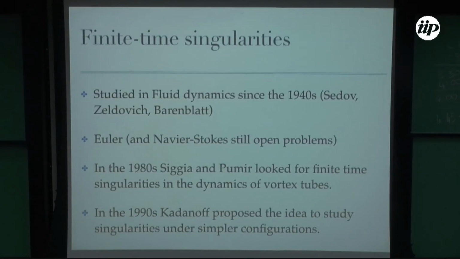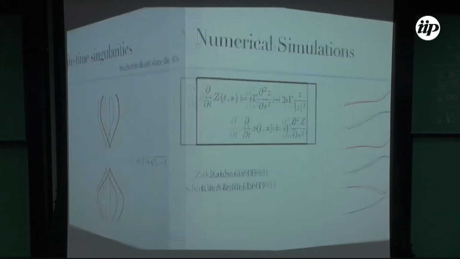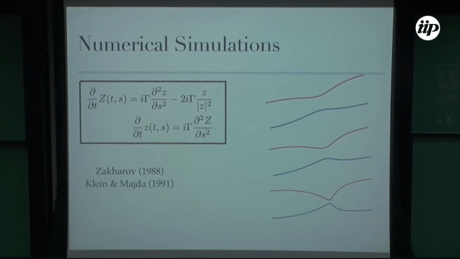Then I will not discuss singularities in fluids because I don't have time, but singularities in fluids have been addressed for a long time, and as already said, in the '80s, Siggia and then Pumir tried to mimic singularities in the Euler equation by studying the filament dynamics in the Biot-Savart frame, and this frame is much simpler. It looks like a nonlinear Schrodinger equation, by the way.